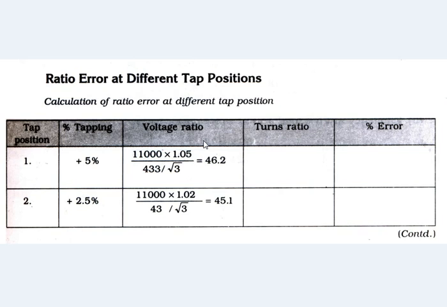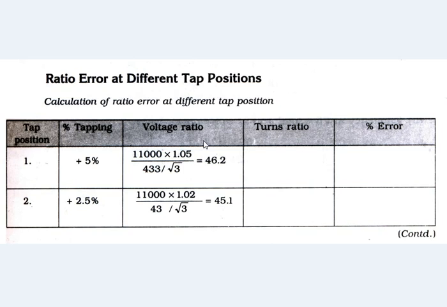If you see in the third column, what we are trying to do is find out the voltage ratio by having 11 kV on one side, since that is connected in delta. So phase voltage and line voltage are the same. So I am just multiplying it by 1.05 divided by the phase voltage on the secondary side. So the voltage ratio which I require is 46.2. But by the turns, what ratio I am going to get, I have to calculate in the fourth column.